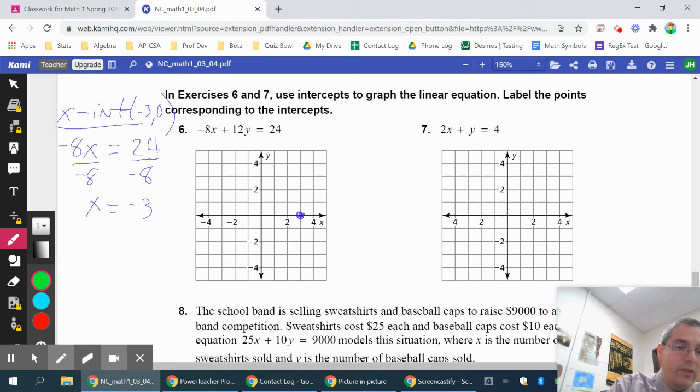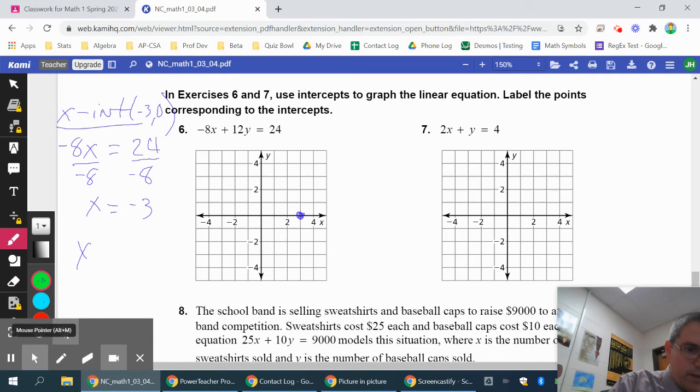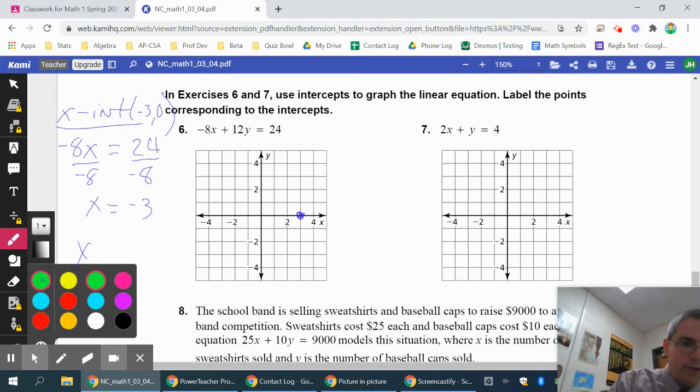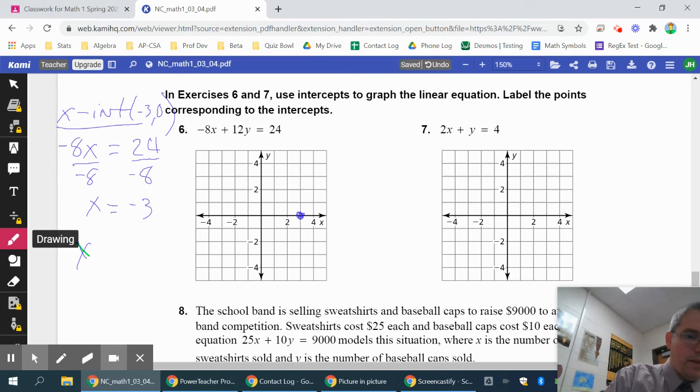I'm going to switch to a slightly different color, I think. And we'll try the y-intercept. Oops, it's not wanting to switch colors for me. This is unique. Okay, here we go with the y-intercept. There we go, got my color switched.